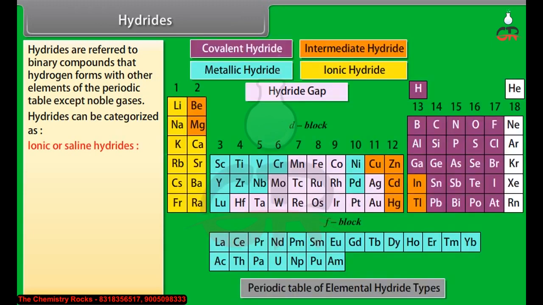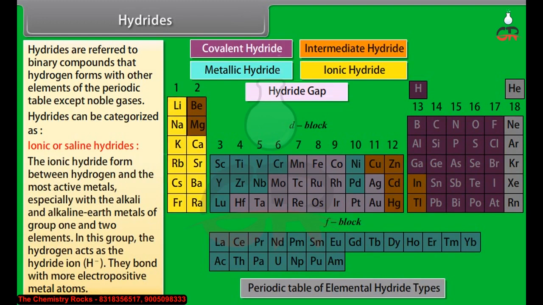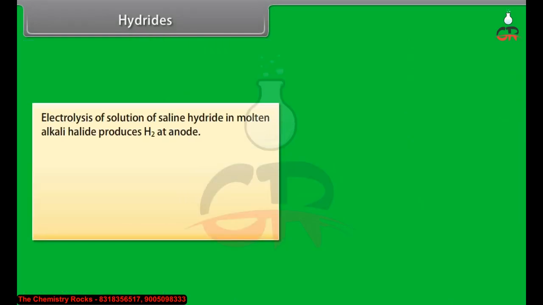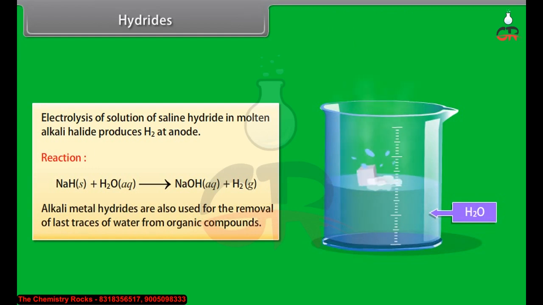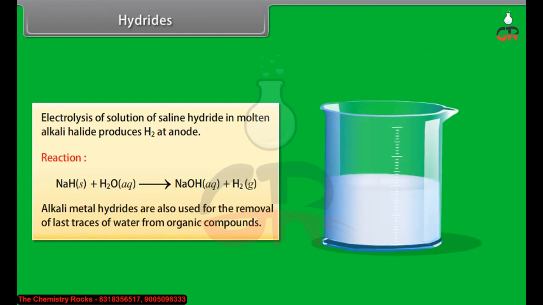Hydrides can be categorized as ionic or saline hydrides. Ionic hydrides form between hydrogen and the most active metals, especially the alkali and alkaline earth metals of group 1 and 2 elements. In this group, hydrogen acts as the hydride ion. They bond with more electropositive metal atoms. Electrolysis of a solution of saline hydride in molten alkali halide produces H2 at the anode. Alkali metal hydrides are also used for the removal of the last traces of water from organic compounds.